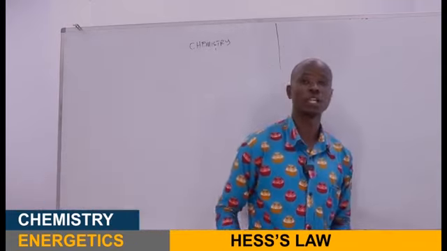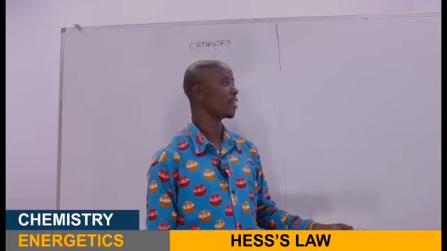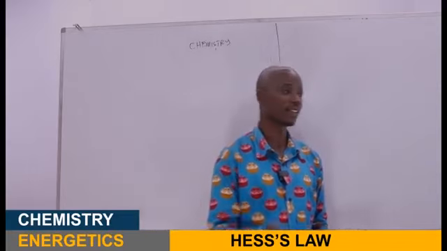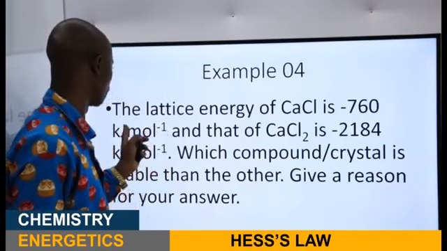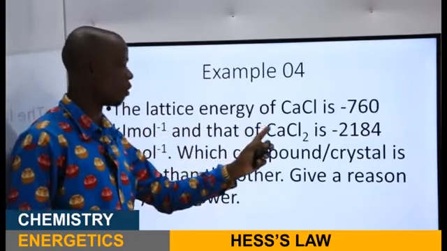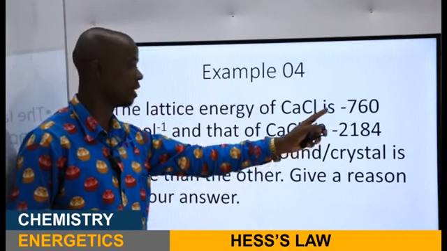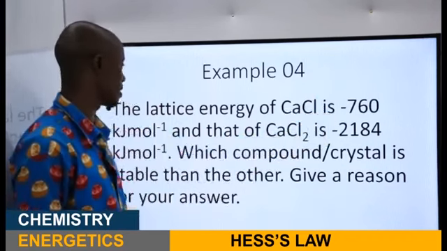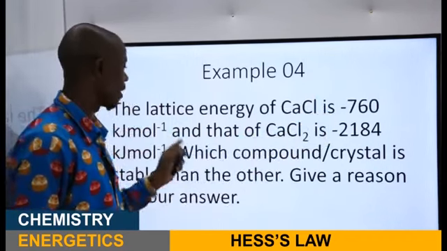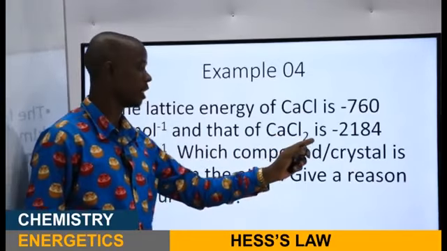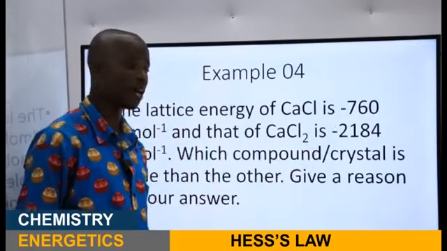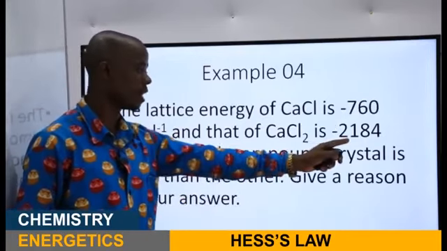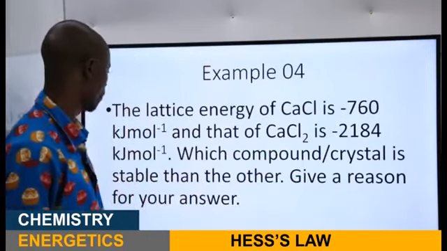Now, my dear student, we have another example here. My dear students, the lattice energy of calcium chloride is given as negative 760 kilojoules per mole. And that of calcium chloride is negative 2,184 kilojoules per mole.